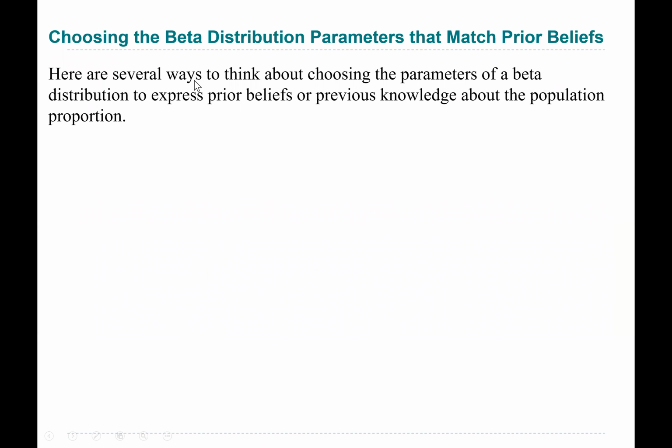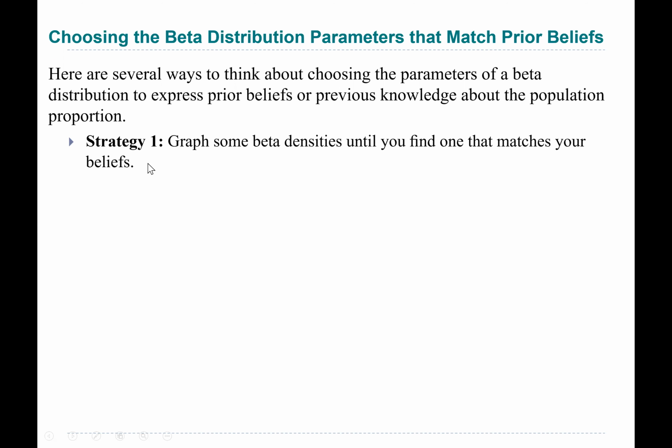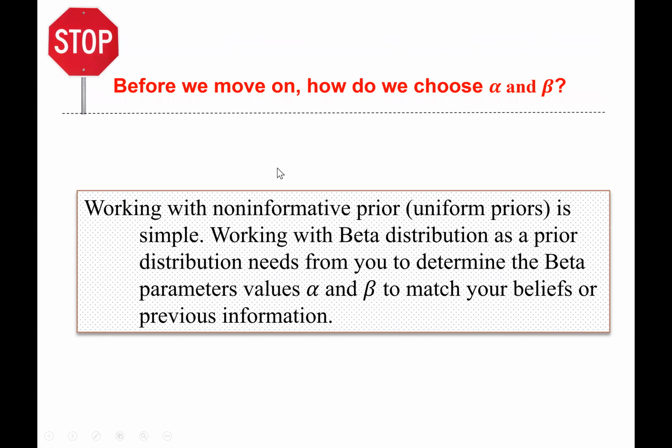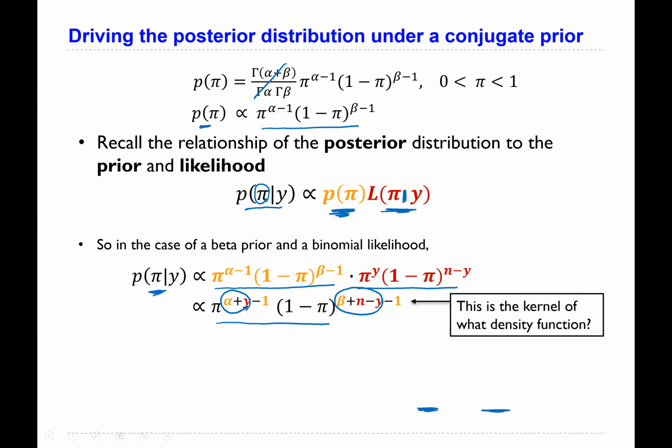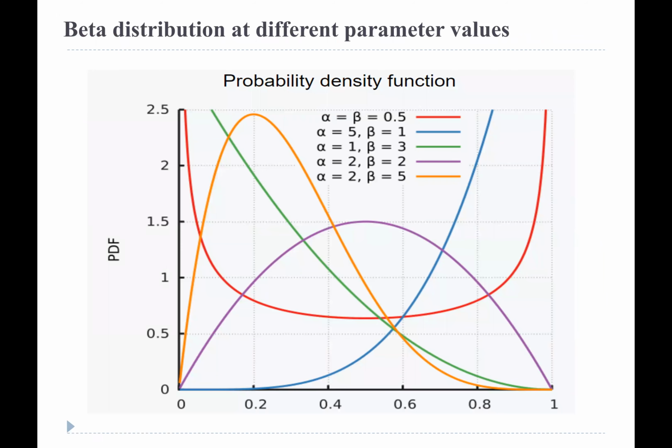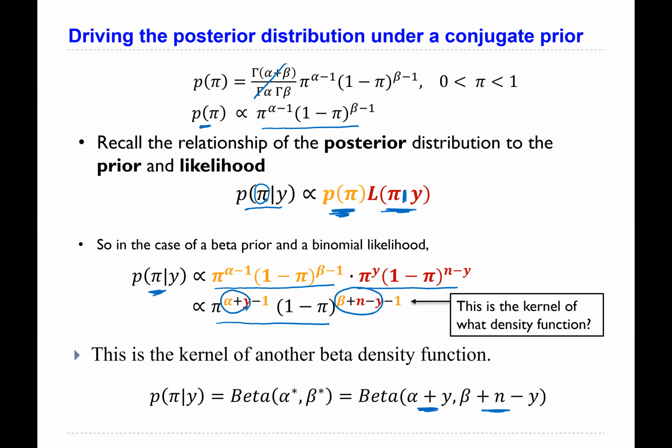Here are several ways to think about choosing the parameters of a beta distribution, alpha and beta, to express prior beliefs or previous knowledge about the population proportion. The first one: you can graph many beta densities and look at them and see which one matches your beliefs. Like these ones, we graph many of them and you see which one matches your beliefs as a researcher about the population proportion.